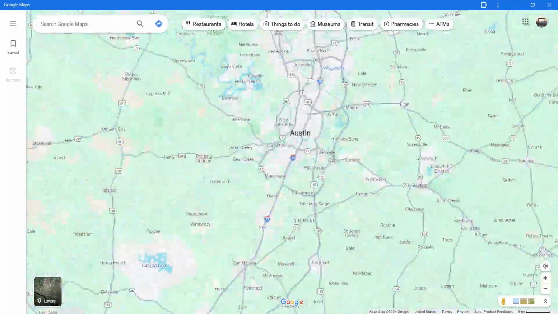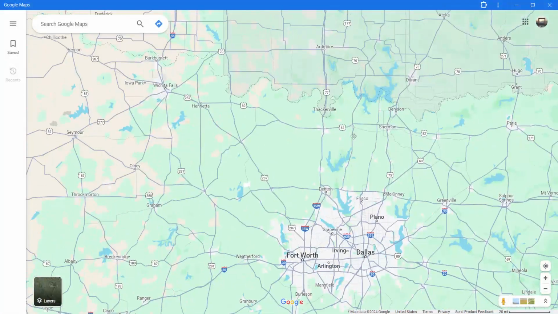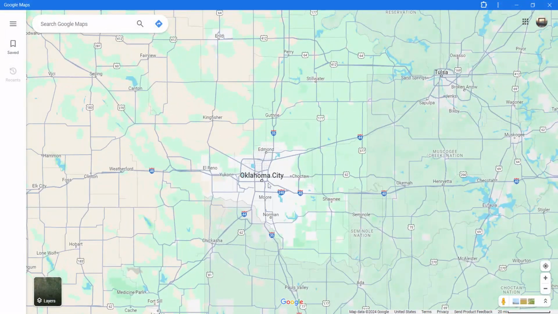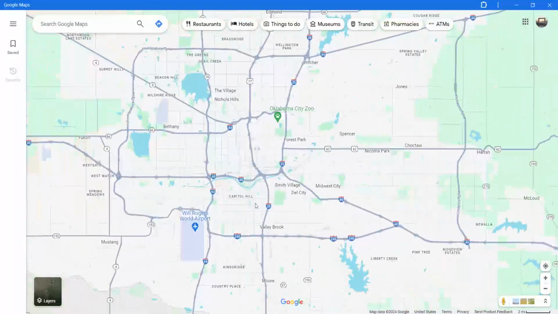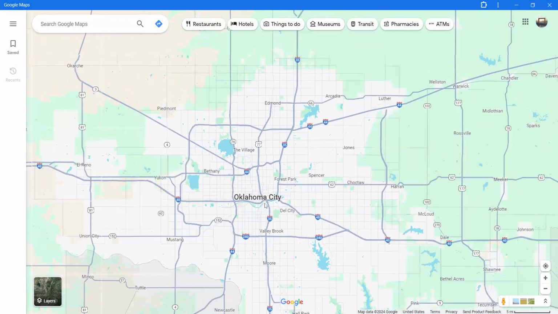Moving north over the Red River into the state of Oklahoma and its capital, Oklahoma City. Oklahoma City is the capital of Oklahoma.